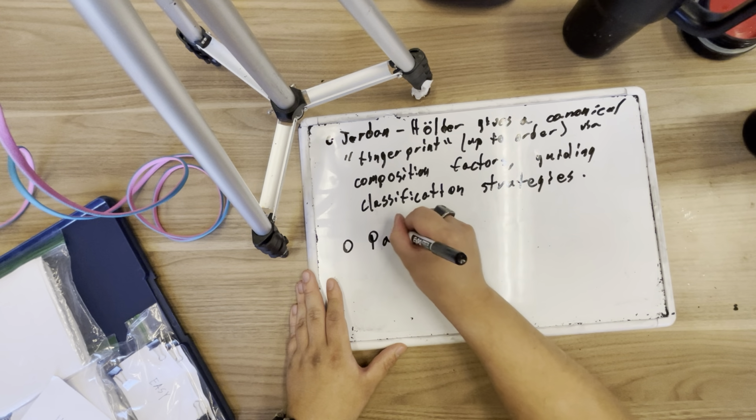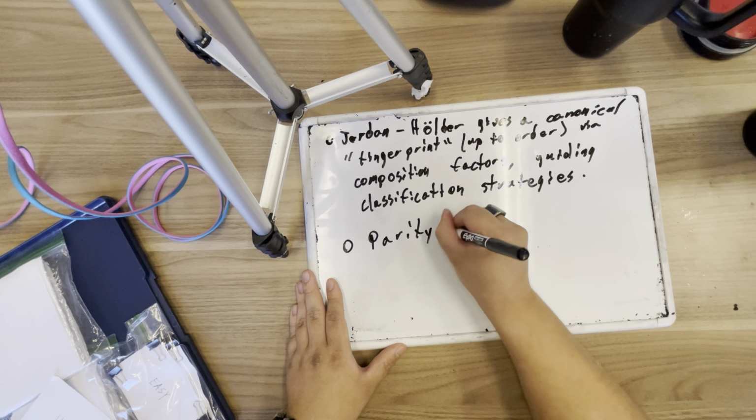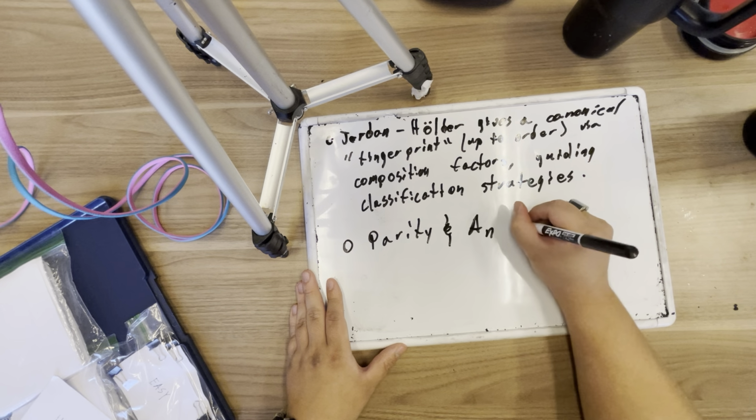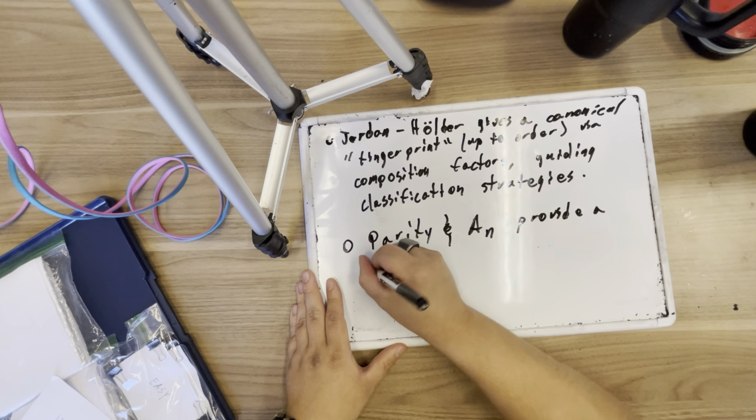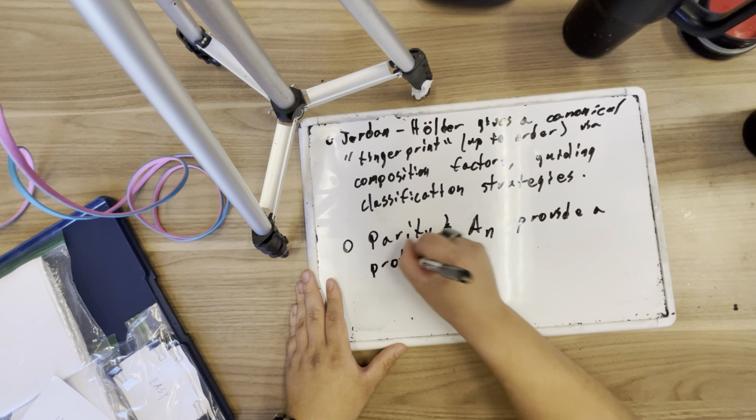And now looking at parity and the alternating group. These provide a prototypical kernel/quotient narrative with wide ramifications.